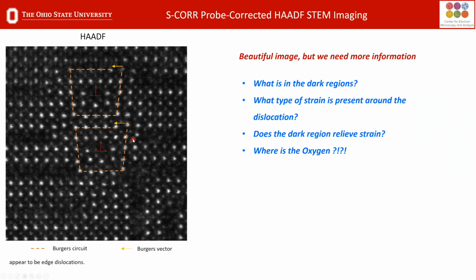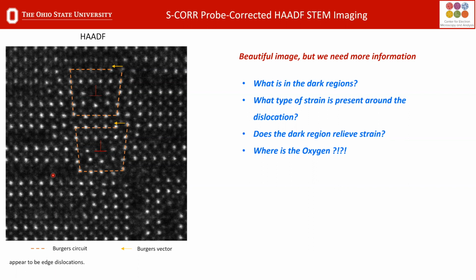Again, what's going on? And lastly, and probably one of the more pressing questions that we'd really like to know is, where's the oxygen? Where does it sit? Do we have excess oxygen in these dark regions? We can't see it, so it could be there. Do we have deficient oxygen? Is it a void? Is there nothing there?